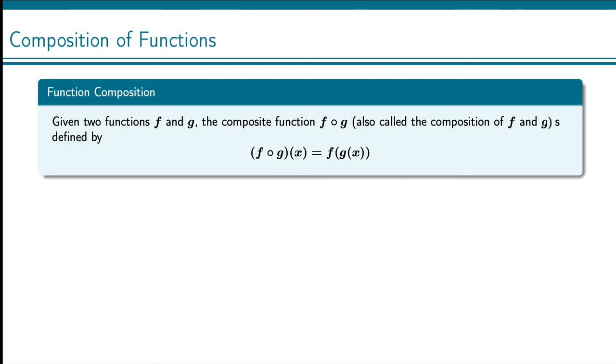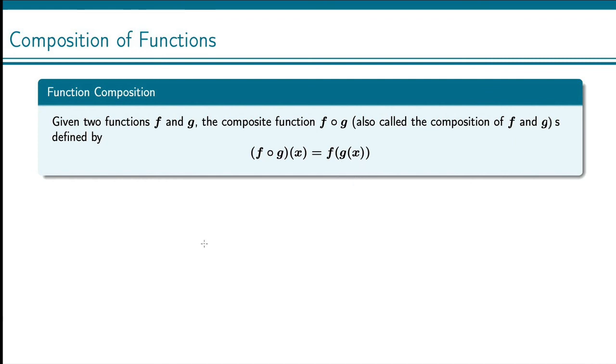One way that we can combine functions is taking the output of one function and using it as the input of the other function. And that is what we call function composition. So given two functions f and g, the composite function f composed with g, this little circle is read "composed with," is defined by this: f composed with g of x is equal to f of g of x.